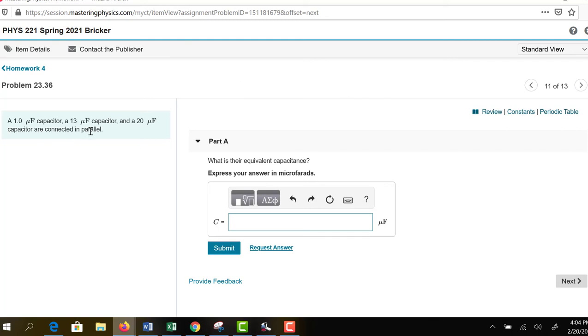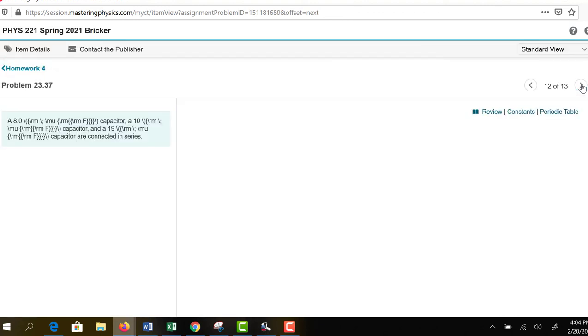Okay, let's look at the next question. 1 microfarad, 13 microfarad, and 20 microfarad are connected in parallel. What is the equivalent capacitance? So I don't want to say too much, but review how capacitances add together. In parallel, it's kind of like series resistors. Okay, so capacitors in parallel are actually easier to add together than capacitors in series. But you can take a look here.